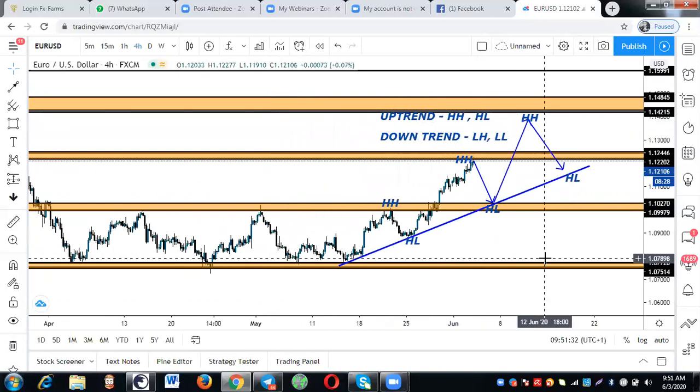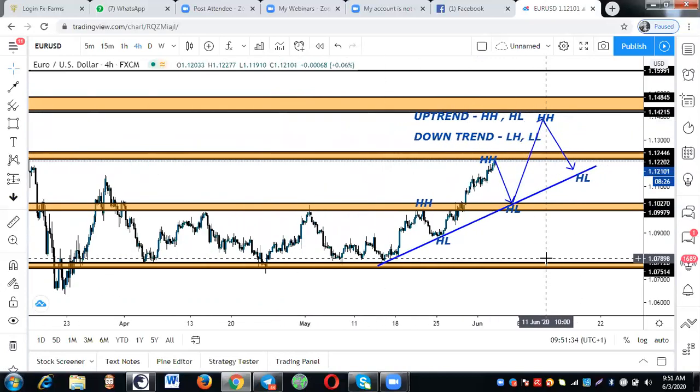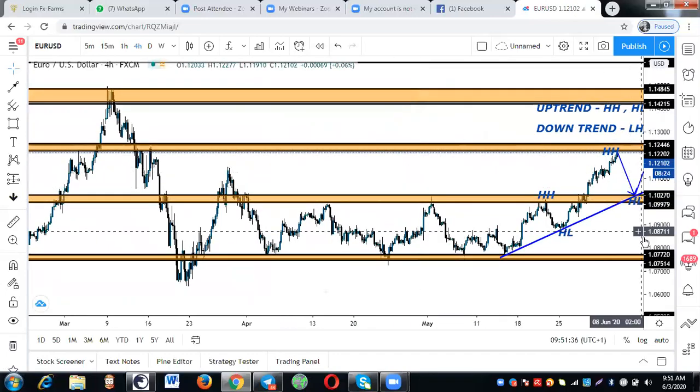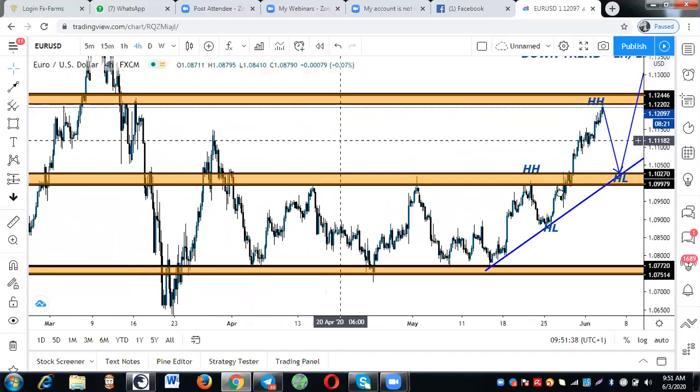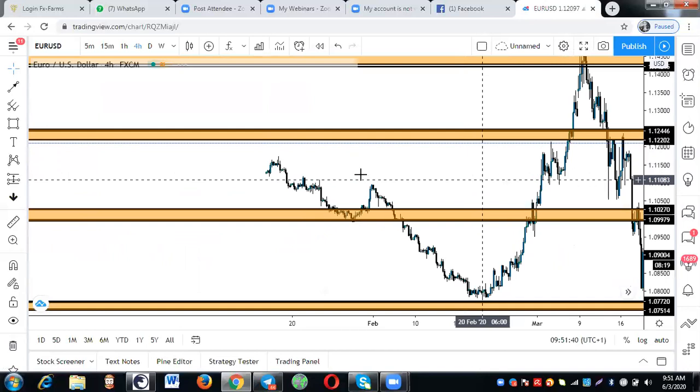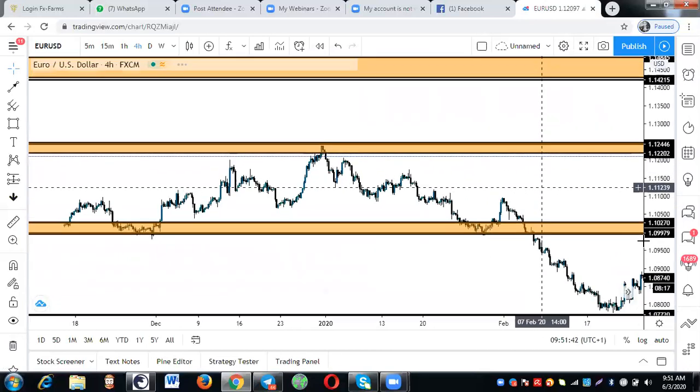Okay, so now let's look for a downtrend. A downtrend has lower highs and lower lows. All right, so this is one.